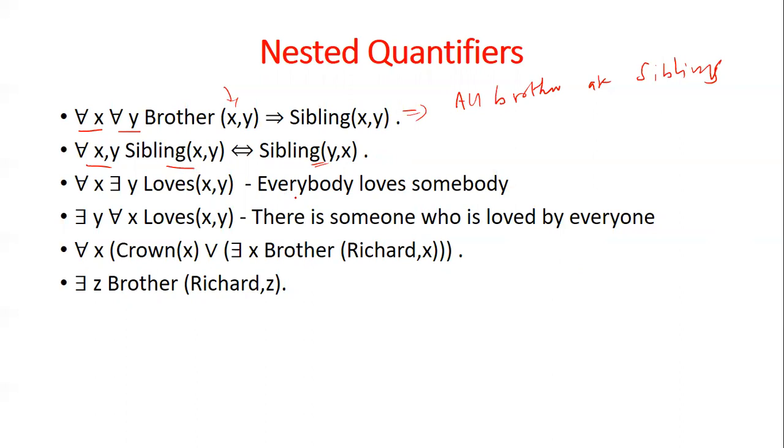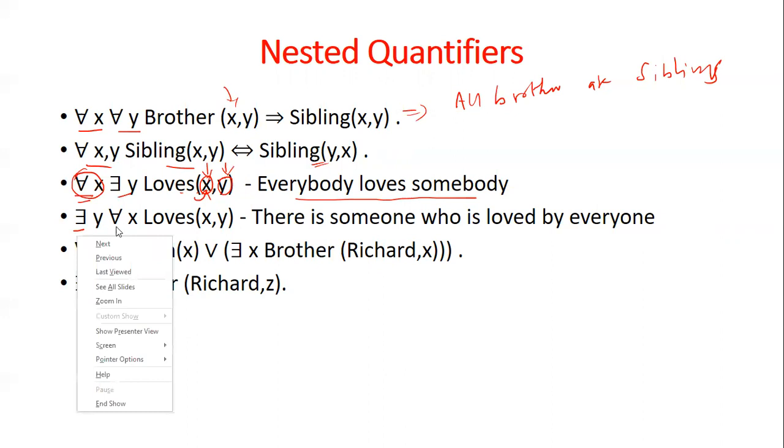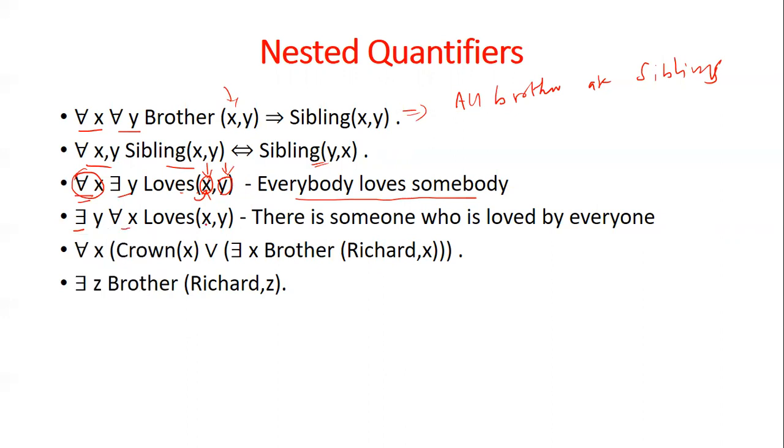Everybody loves somebody. This statement can be represented like this: for all X, there exists Y such that loves of X comma Y. So X is connected with the universal quantifier and Y is connected with the existential quantifier, which means X represents all, that means everyone. So everyone loves, Y represents someone. Everyone loves someone. That's what it says. Now consider: there exists Y, for all X, loves of X comma Y. Here X is universal quantification, Y is existential quantification. So what does it mean?